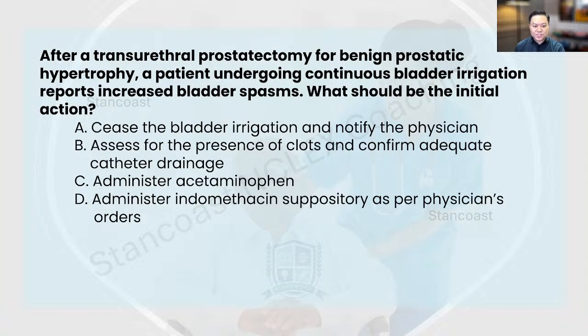What is your answer? So the patient has increased bladder spasms while on the continuous bladder irrigation. So what would be your initial action? Is it A, B, C, or D? Take your choice. Okay, I hope that you're able to answer that one.